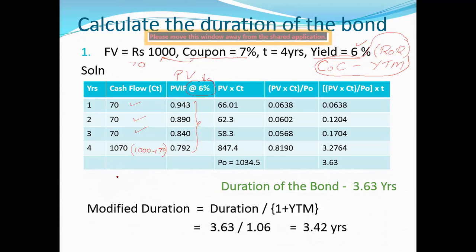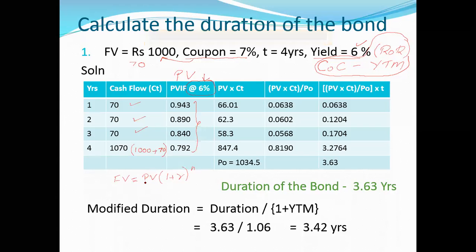6% for the first year. What is the formula to calculate future value? Future value is equal to present value into 1 plus r raised to n, right? This is the formula. Now, here what do you have? You don't have present value here, right? You are supposed to calculate present value.